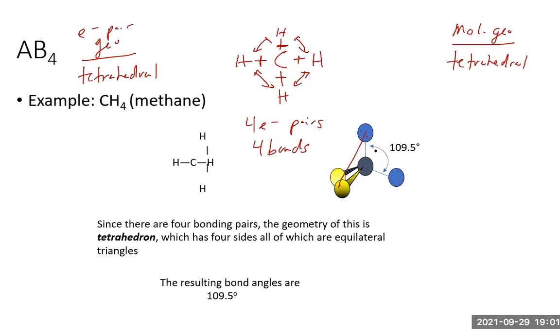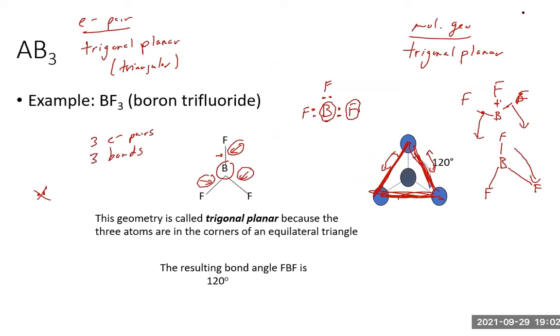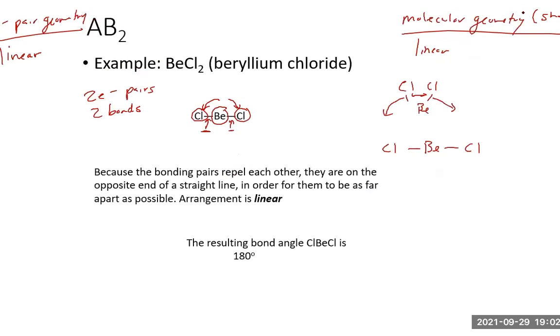Tetrahedral is kind of like a triangle on the sides and kind of like a pyramid shape on the bottom. And again, that is tetrahedral. Up to this point, when we look at the names of the electron pair geometry and the molecular geometry, both of the names are the same. So they're the same there, they're the same there, and they are the same there.